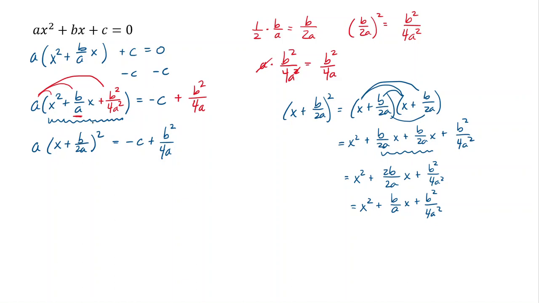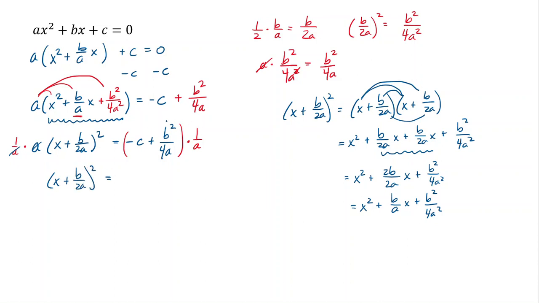And so now we want to begin the process of getting x by itself. So we're going to divide both sides by a, because that's the multiple out in front of that set of parentheses there. Equivalently, we can say that we're multiplying both sides by 1 over a. That would probably make it a little bit easier to distribute there on the right side, if we think of it that way. So the a's cancel here on the left, and I just have this x plus b over 2a squared.